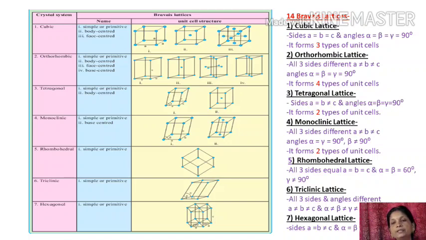The sixth one is the triclinic lattice. All three sides and angles are different. a is not equal to b is not equal to c, and angles alpha, beta, gamma are not equal to each other and not equal to 90 degrees. The seventh one is the hexagonal lattice. The side a is equal to b but not equal to c, and alpha is equal to beta is equal to 90 degrees, and gamma is equal to 120 degrees.